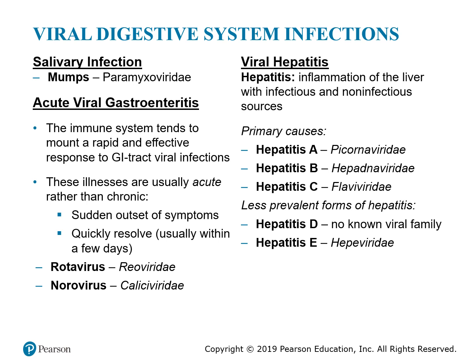We've got several organisms that we're going to look at and talk about within our viral infections. You have infections of the salivary glands. This is the mumps. Then you can have acute viral gastroenteritis, when the immune system tends to mount a rapid, effective response to a GI tract viral infection. They're usually acute infections, so they have a sudden onset of symptoms and then resolve quickly within a few days. These would be things like rotavirus and norovirus, your more commonly known stomach bugs, so to speak. Viral hepatitis infects the liver, and most of these you've already heard of with hepatitis A, B, C, and then some of your less prevalent would be Hep D and Hep E.